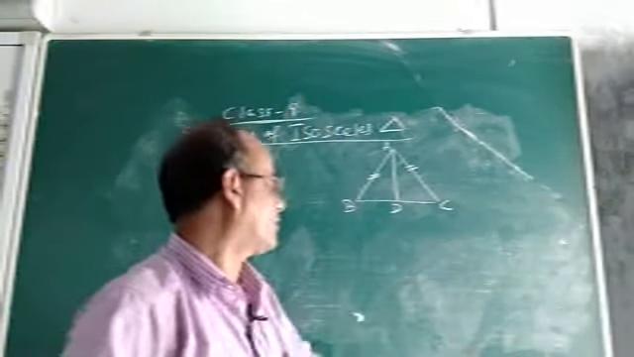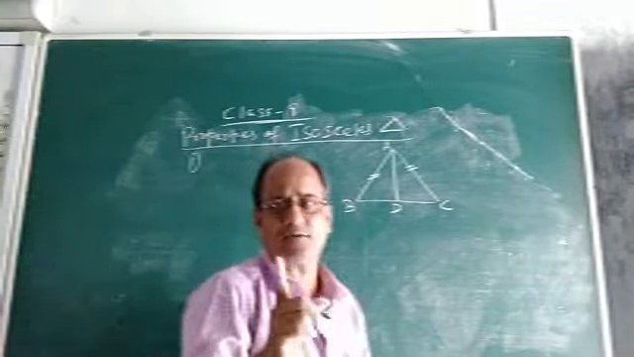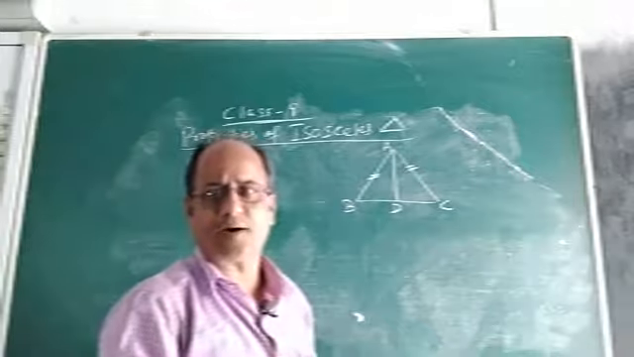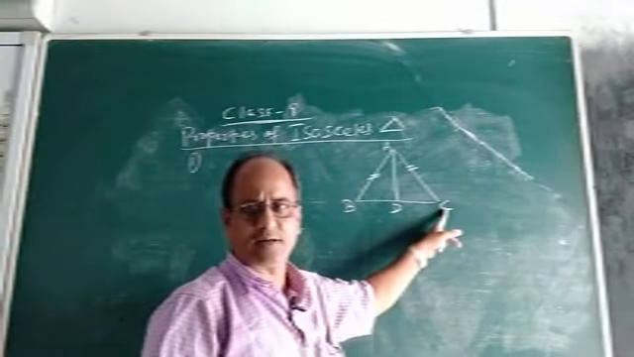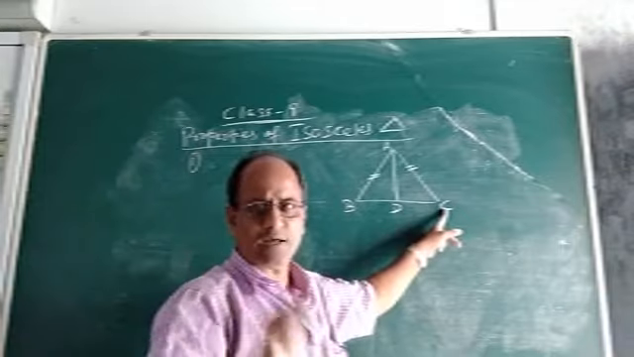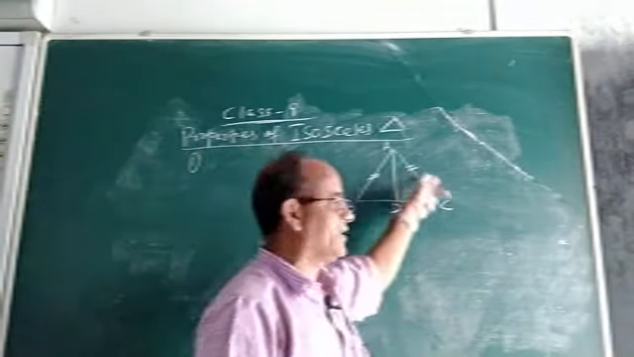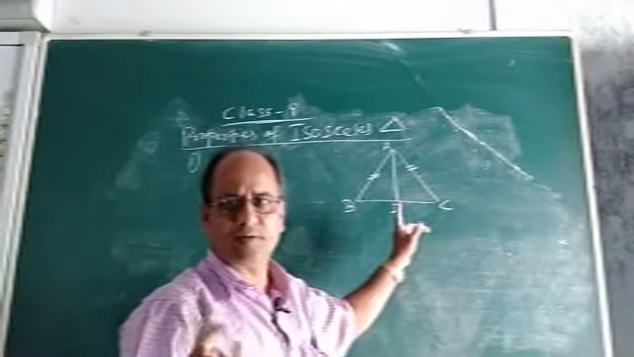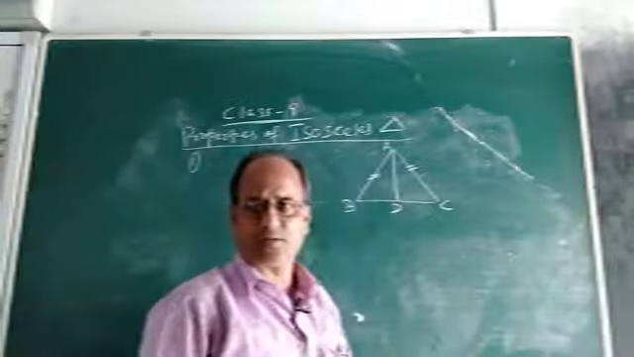Let us see what the property is. An isosceles triangle has one main property. Suppose ABC is an isosceles triangle. You know what an isosceles triangle is. If two sides are of the same length in a triangle, we call it isosceles. Suppose AB and AC, you can take any two sides of the triangle, are the same. If AB and AC are equal, then it is an isosceles triangle.